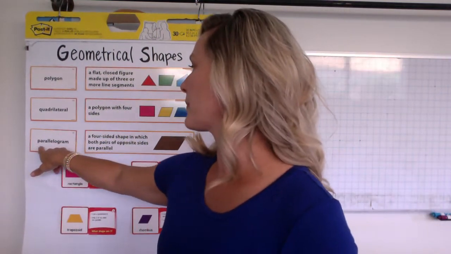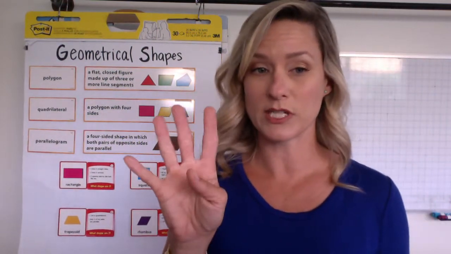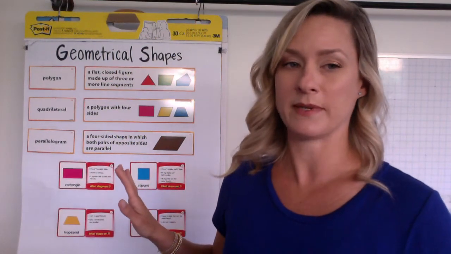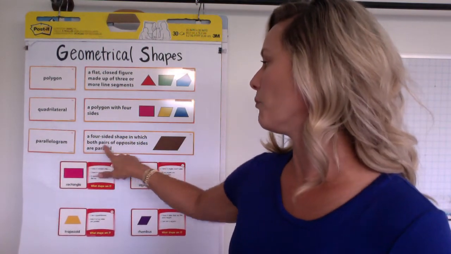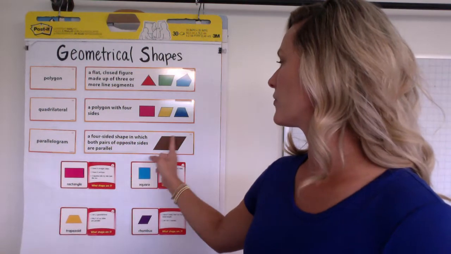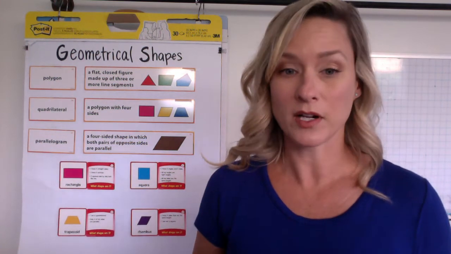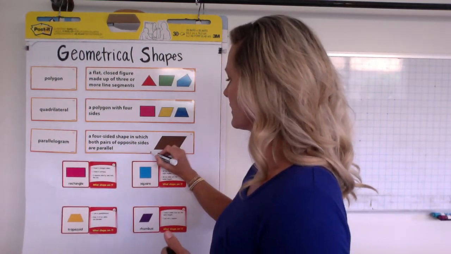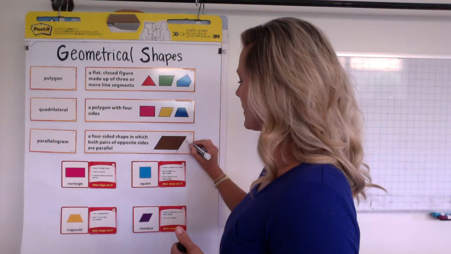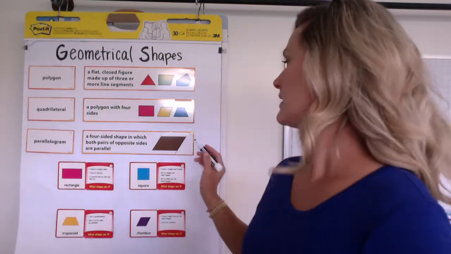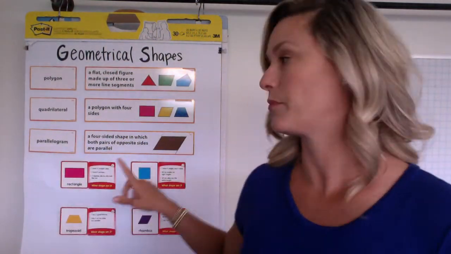All right, and then third up is parallelogram. This one's still a quadrilateral because 1, 2, 3, 4. It has 4 sides, but something special happens here with parallelograms. A parallelogram is a 4-sided shape in which both pairs of opposite sides, so those are opposite sides, and those are opposite sides, they're parallel. So I could draw on here, these lines are parallel, meaning they're moving in the same direction. They're never ever going to intersect. So same for this set of lines. They're moving in the same direction. They're never going to intersect. That makes this a parallelogram.